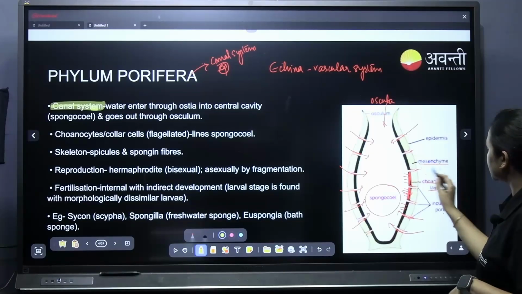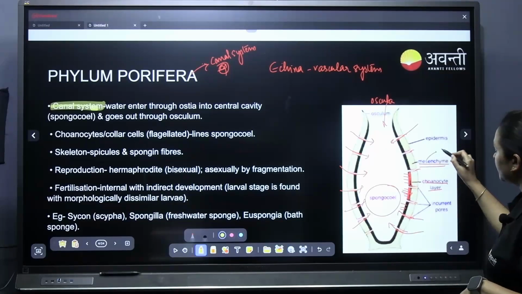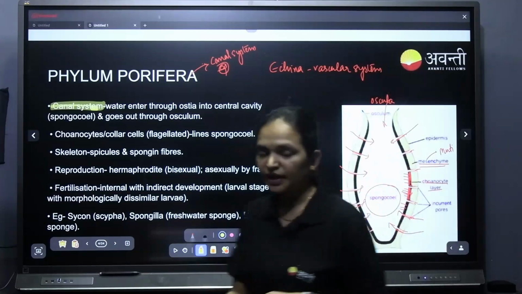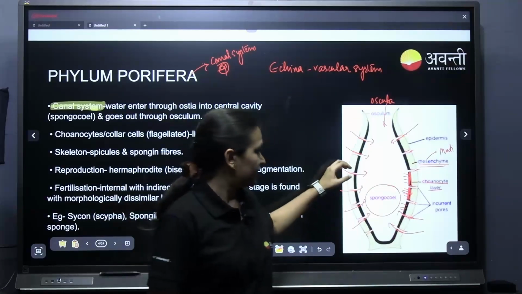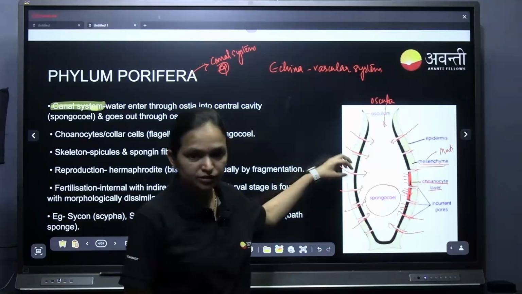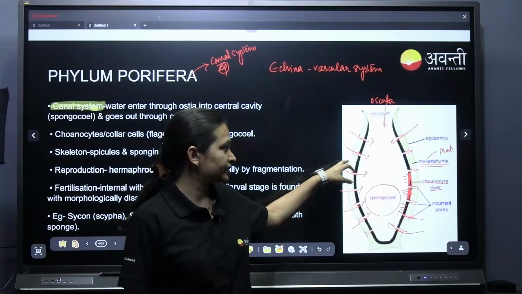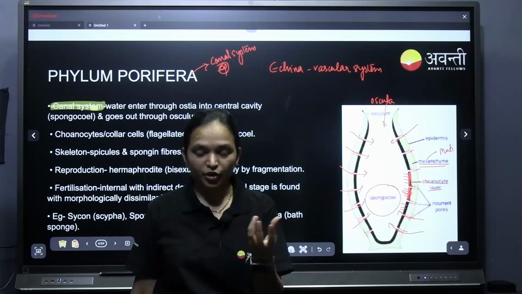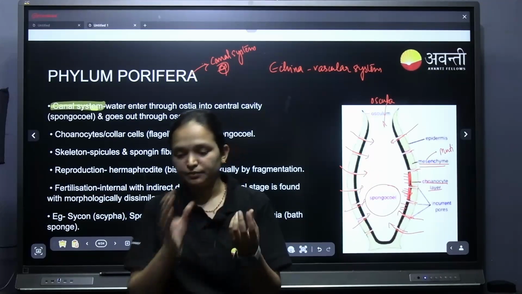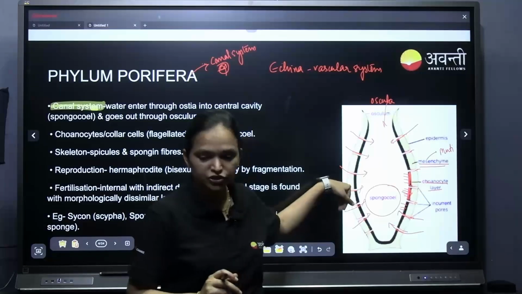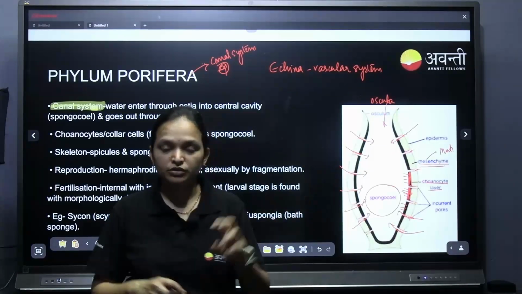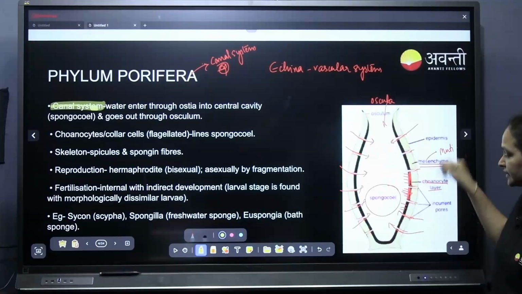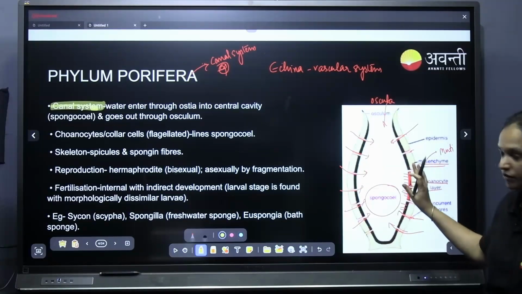And here are the mesenchyme cells, which are multipotent cells. Multipotent in the sense that if, for example, any injury happens to this particular porifera, these mesenchyme cells can proliferate themselves, and the injury that has happened, the mesenchyme cells will help repair it. So this is an important thing in the porifera.